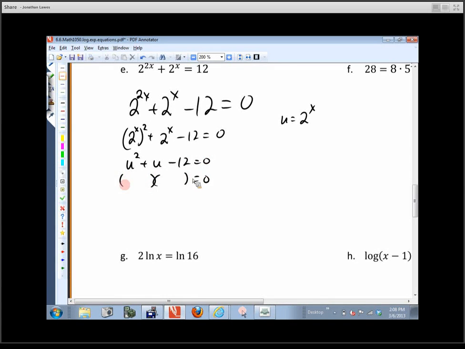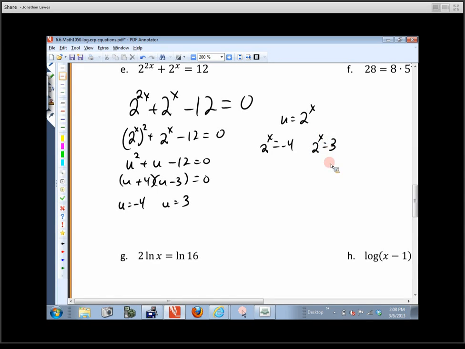Solve that quadratic. Multiply to be negative 12, combine to be positive 1: positive 4 and negative 3. So that means u equals negative 4 and u equals positive 3. I'd be done if this problem were about u's. It's not about u's. What's it about? It's about x's. So now I need to reverse that substitution. Instead of writing u equals negative 4, I'm going to write 2 to the x equals negative 4. And instead of writing u equals 3, I'm going to write 2 to the x equals positive 3.